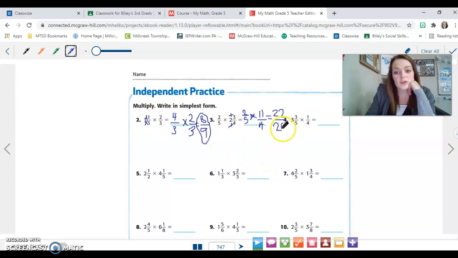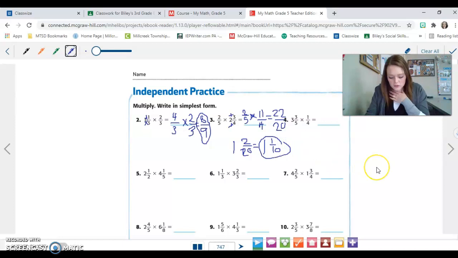22/20 can be reduced. 20 can go into 22 one time. I have 2/20 left over, which then can be reduced to 1 1/10 for my final answer. I'm going to do one more with you, and then I'm going to give you some practice problems. Let's look at number 4.